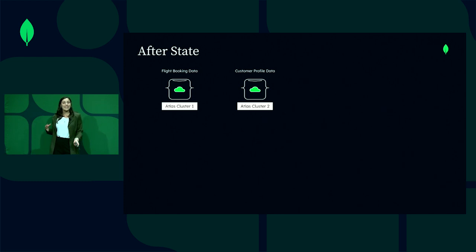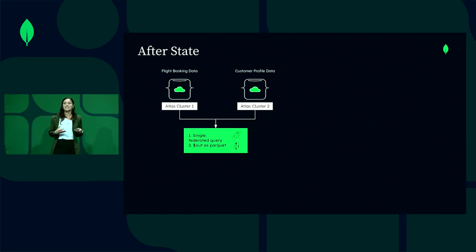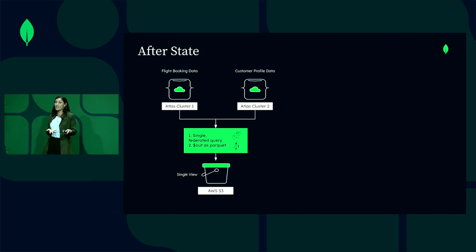So if we shift our focus now to the after state, you can see, again, our data is still scattered across multiple locations, our flight booking data in one Atlas cluster, and our customer profile data in another Atlas cluster. But instead of relying on writing custom code or relying on third-party tools, developers can instead execute a single federated query to combine and access their data as if it were all in the same place. And in addition to that, they can then persist their data in their preferred file format, in this case, Parquet, to their preferred destination, in this case, Amazon S3, again for efficient storage and analysis. And the result is a single view look at all their data.